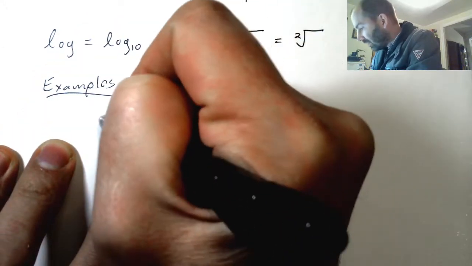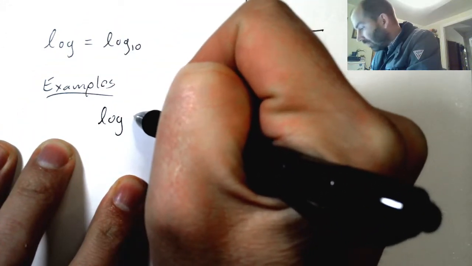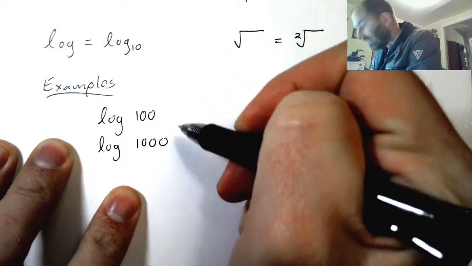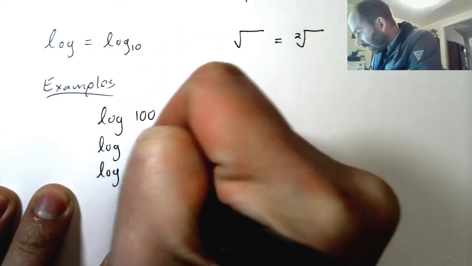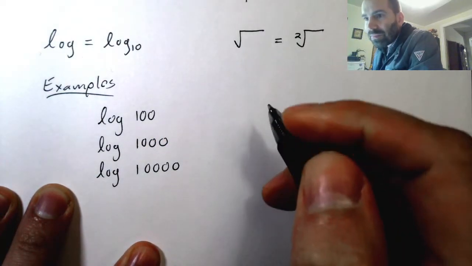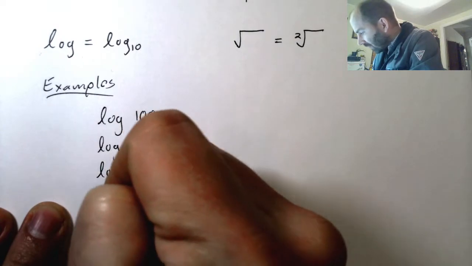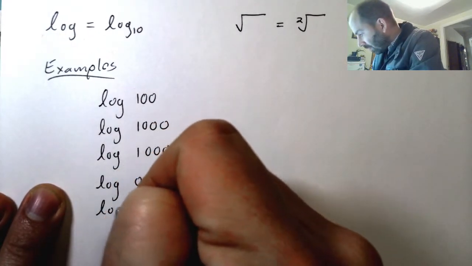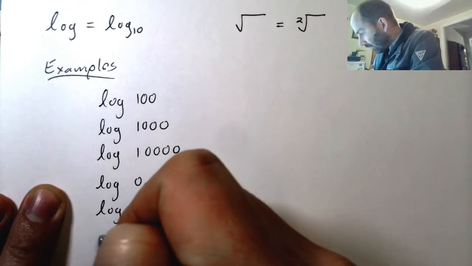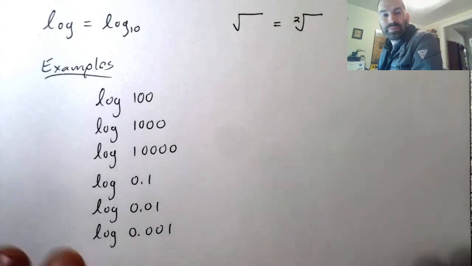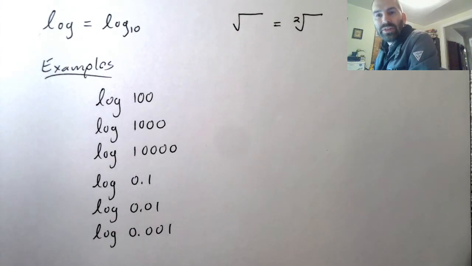Let's look at log of 100, log of 1,000, log of 10,000. And then we'll look at some other logs. How about log of 0.1, log of 0.01, log of 0.001. Let's find out what these are.